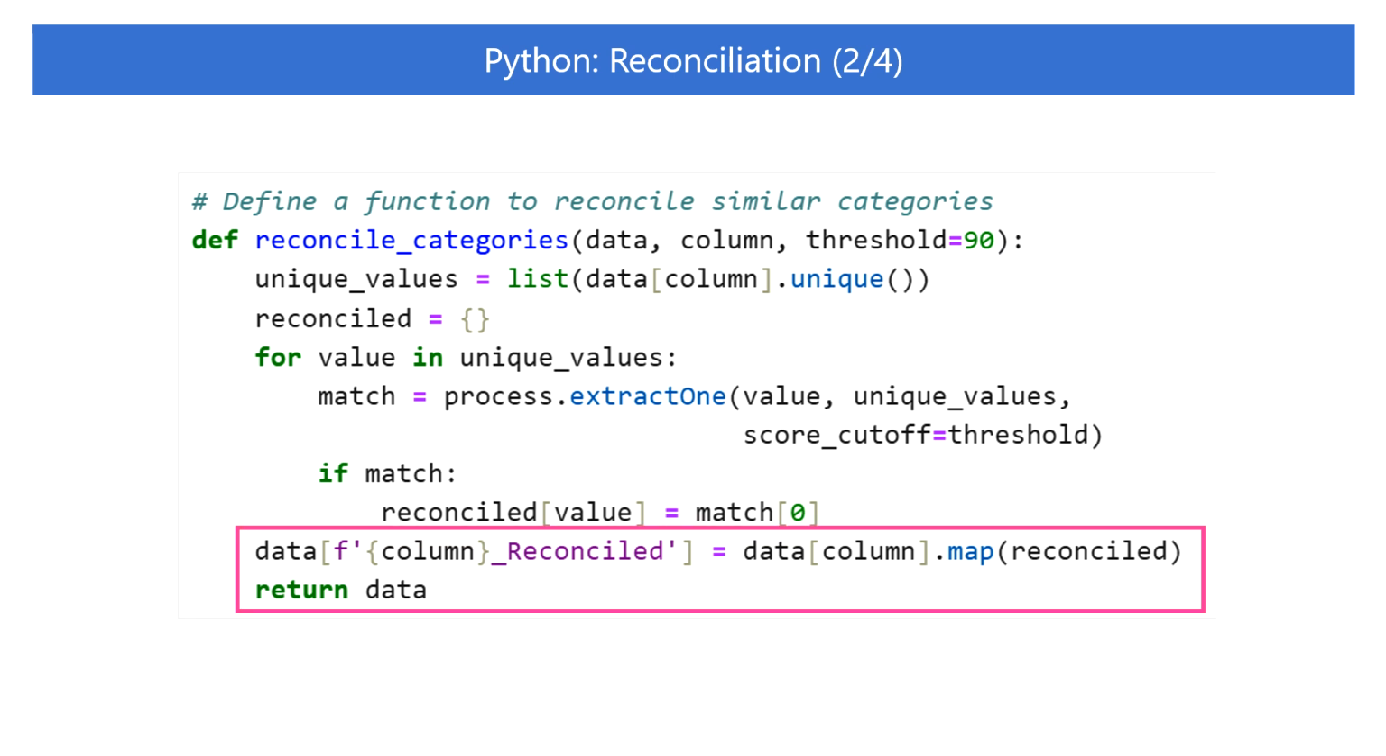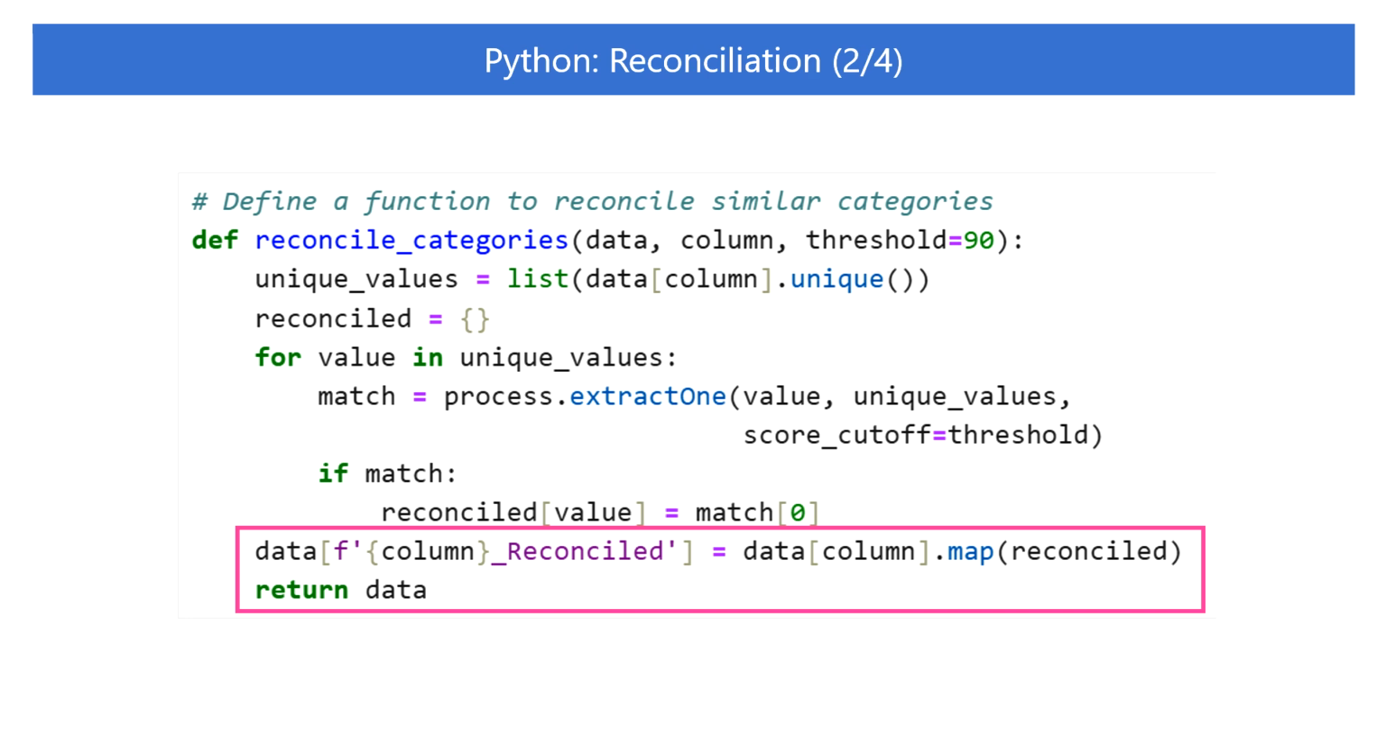Next, add a new column, product_reconcile, to the data frame. This column contains the reconciled values based on the mapping dictionary. The map method is used to transform or map the values of a Pandas series based on a given mapping dictionary, function, or another series. Here, the map function applies this reconciled dictionary to each value in the data column series. It replaces each value with the corresponding value in the reconciled dictionary.